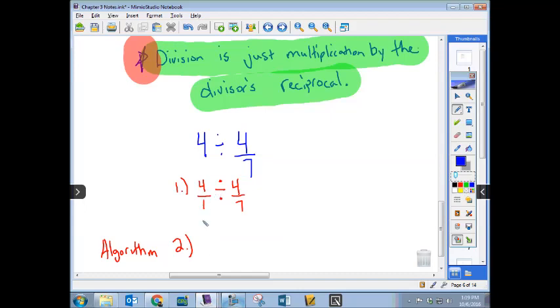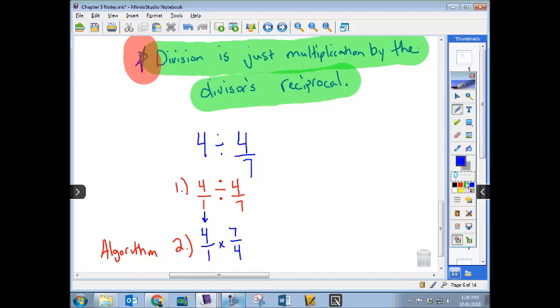Okay? So now we're going to read this very carefully one more time. Division is just multiplication by the divisor's reciprocal. I'm saying it over and over because I'm trying to get something to click in your mind. I'm going to show you what's going to happen, and then we're going to talk about it. So this is going to stay the same. This is going to become multiplication. And 4/7 is going to become 7/4. Okay, I'm going to give you a second to write that.